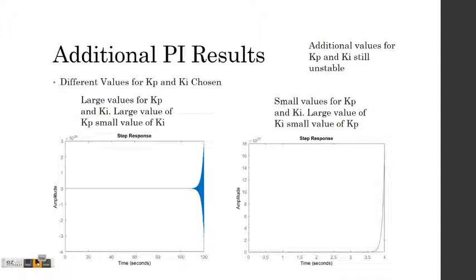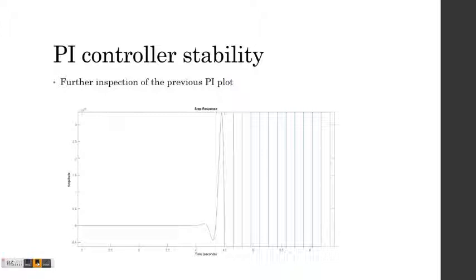Upon further investigation of my previous plot, if you scrolled over you could see that on the plot it was shown to be very unstable, and it continued like this sine wave until infinity.